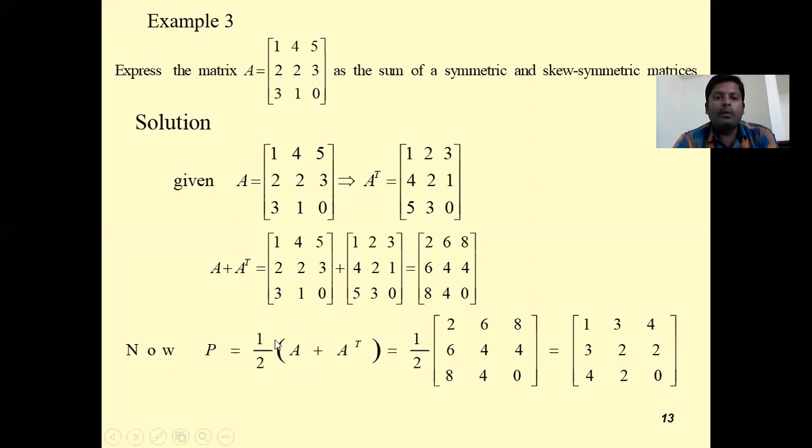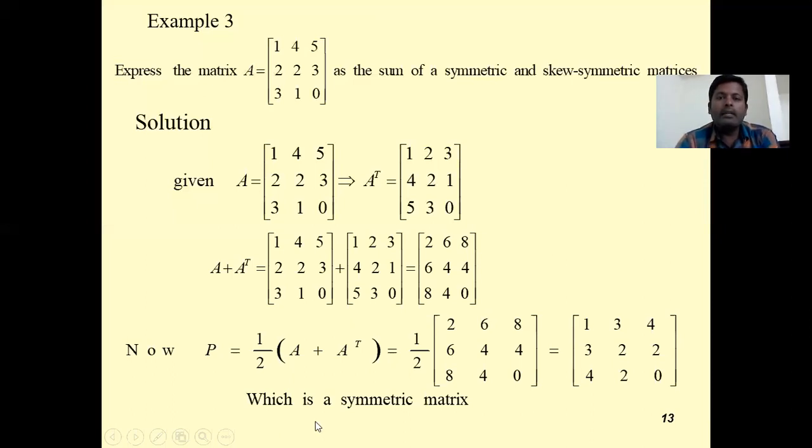What is this value? Already we know that P is equal to 1 by 2 (A plus A transpose). A is given, and this matrix A transpose plus A is given as 2, 6, 8, 6, 4, 4, 8, 4, 0. Now we have to divide each element by 2. We get 1, 3, 4, 3, 2, 2, 4, 2, 0, which is a symmetric matrix.